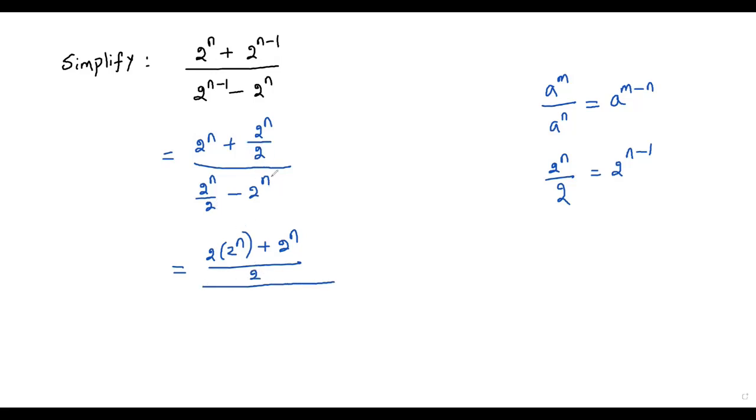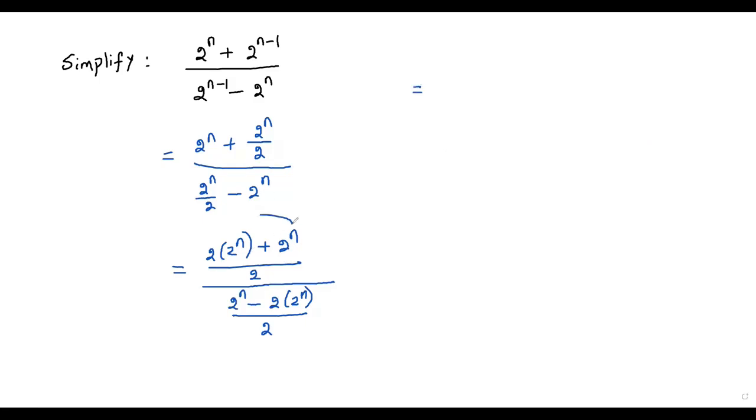Okay, now the same thing. I have to multiply this 2 to the nth power by the denominator 2. So I'll be getting 2 to the nth power minus 2 times 2 to the nth power over 2. And now we can take this 2 as a common denominator. Okay, now I'm writing this fraction as it is, so I'm taking this fraction as it is, as 2 times 2 to the nth power, plus 2 to the nth power, over 2.